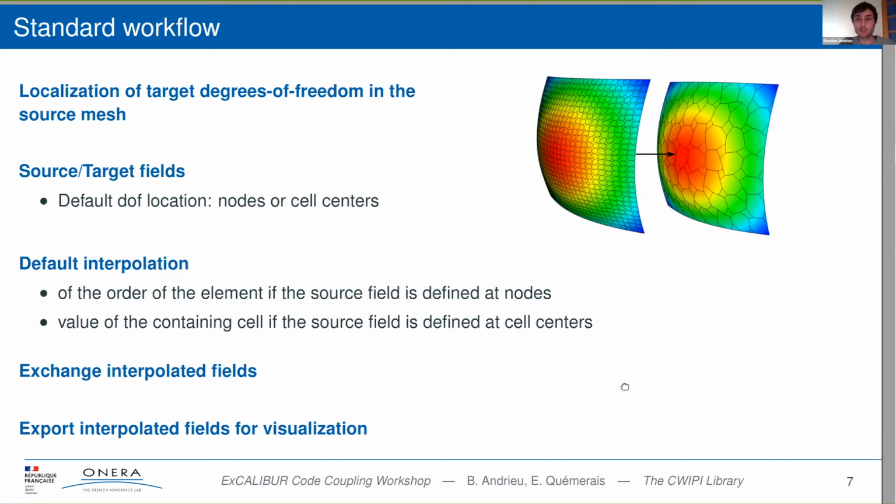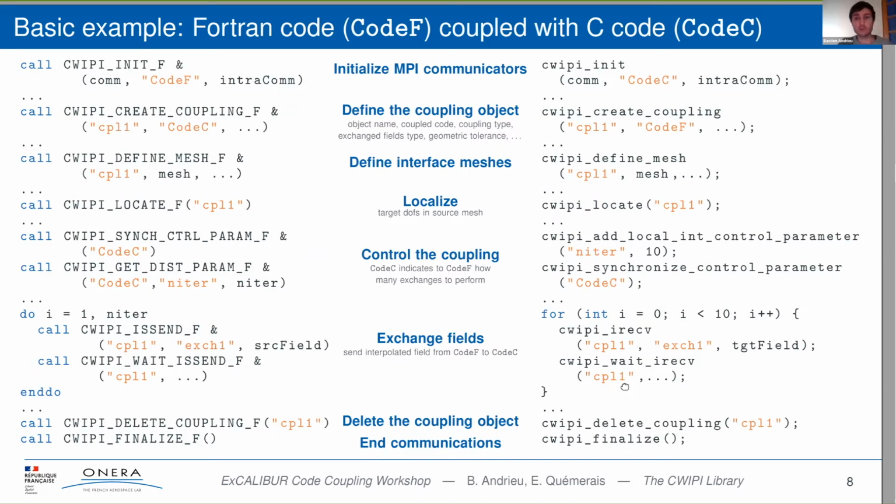So once you have interpolated your source field at target points, we can exchange these interpolated fields. And CWIPI also provides functions for exporting this interpolated field. I believe it's in the Ensight Gold format. So to illustrate this workflow, this is a quite basic example of coupling between two codes, one written in Fortran on the left and one written in C. As you can see, the API is quite similar for both languages.